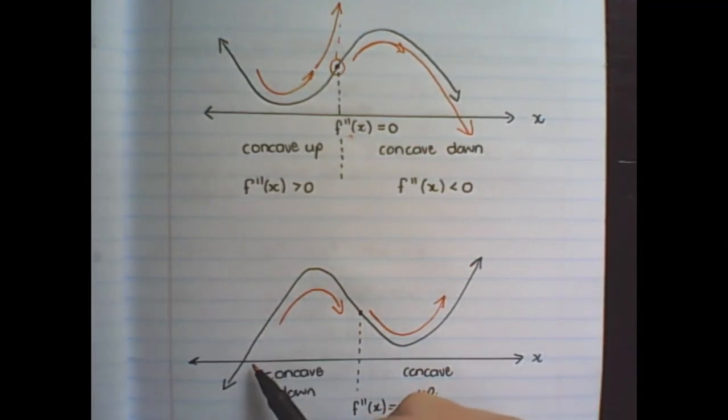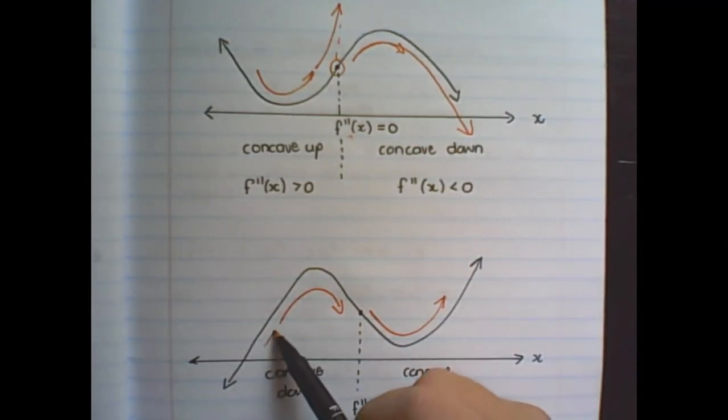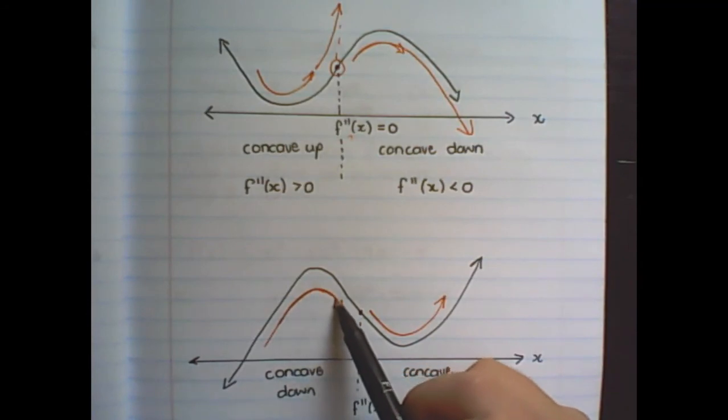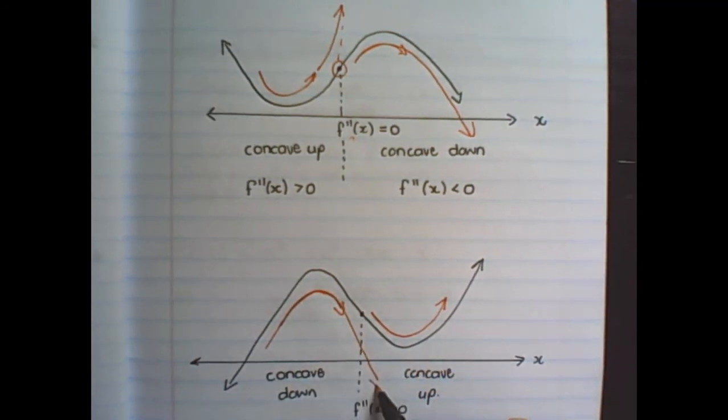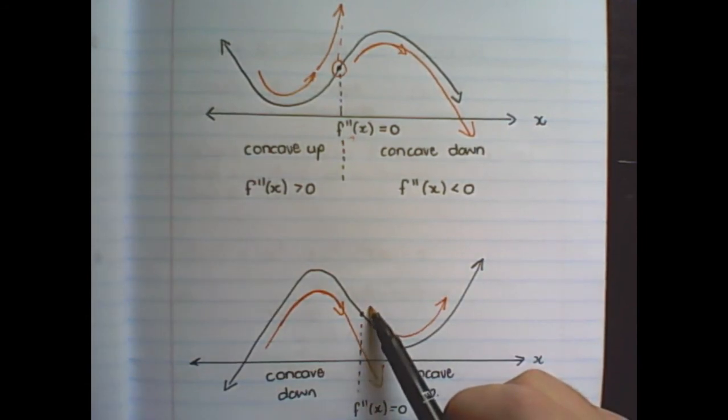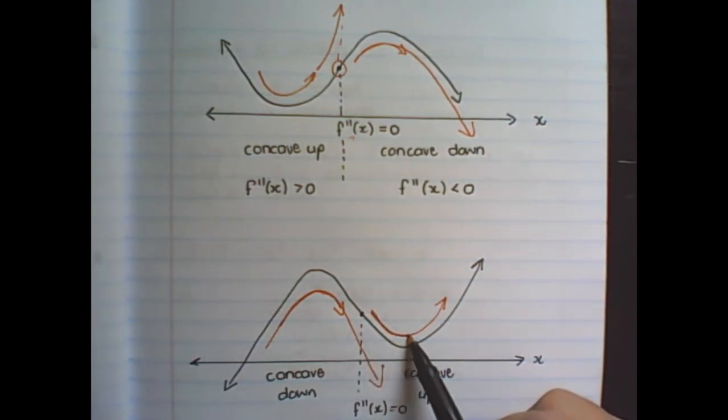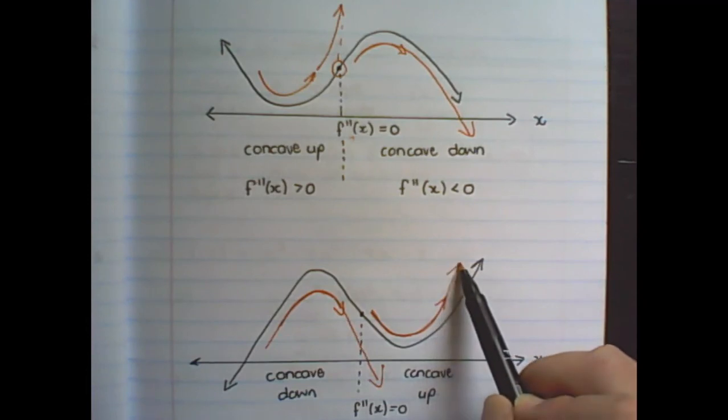The same in this example. From left to right, if I were to follow the slope, you can see that the graph will go down, so that's concave down. And at the point of inflection, the direction changes to concave up.